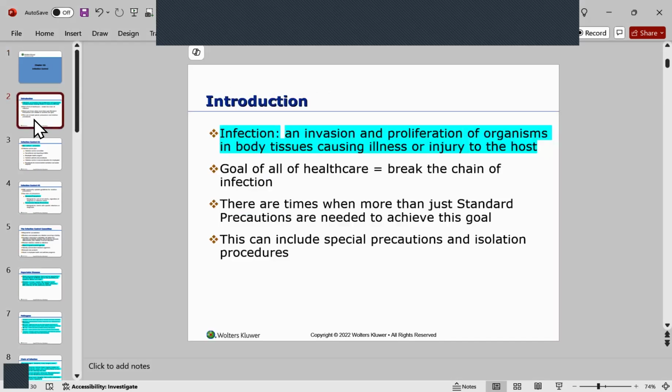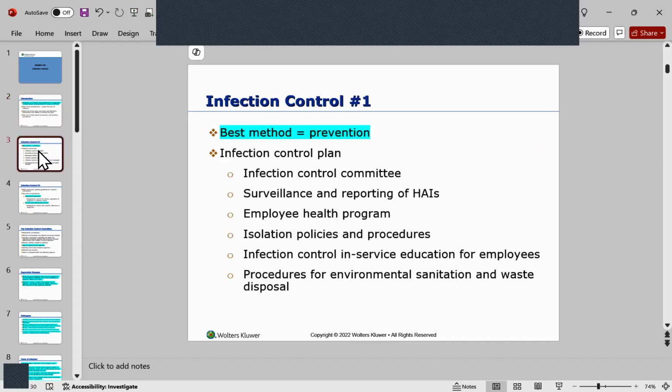Okay. So what is an infection? An infection is an invasion and proliferation, meaning reproduction, of organisms in body tissues that causes illness or injury to the host, right? Something that makes you sick. And the goal of all healthcare is to break the chain of infection. And sometimes we need more than just universal or standard precautions to achieve the goal. And there's some special precautions, and we're going to talk about all of them today.